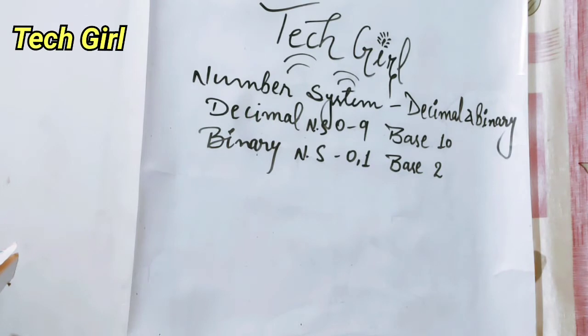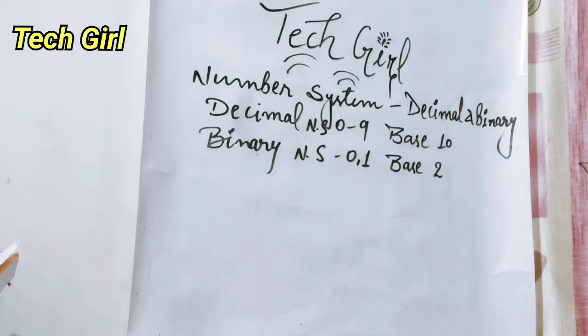And today I'm going to tell you about the number system, and I will tell you about the decimal number system and the binary number system. Well, the decimal number system is the number system that we use in our daily life, and the binary number system is a number system that can be understood by the computer system.